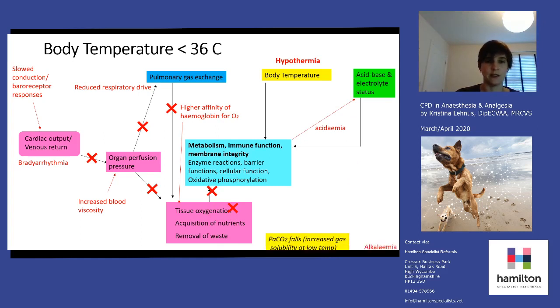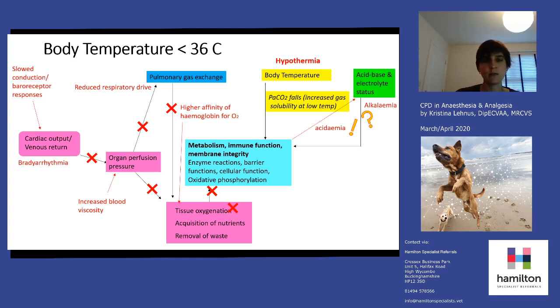And that causes acidemia. Now, this all gets a bit confusing in terms of acid-base because, as I was saying, there's a reason for reduced respiratory drive, and actually your CO2 falls. And that's because CO2 is more soluble in cold blood than it is in hot blood, which means that you actually get a relative alkalemia at the time, especially when your hypothermia isn't that bad, and that then affects cerebral perfusion and reduces cerebral blood flow.